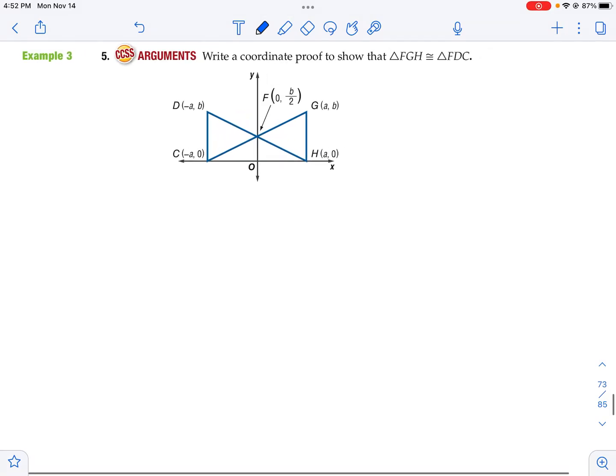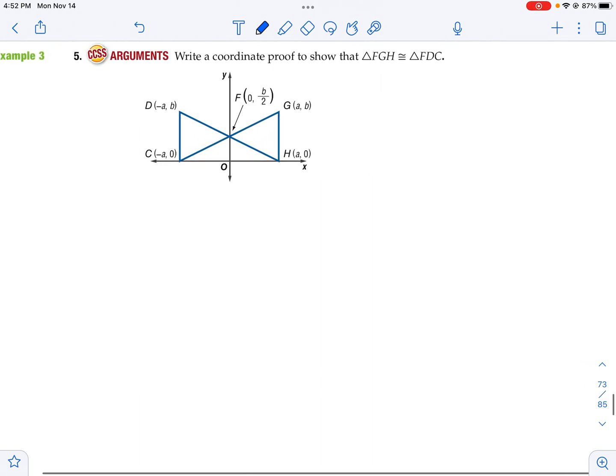This is our first example of a coordinate proof, at least in video format. A coordinate proof is any proof that uses figures in a coordinate plane and algebra to prove a theorem or a conjecture to be true. So I want to prove that my two triangles are congruent.